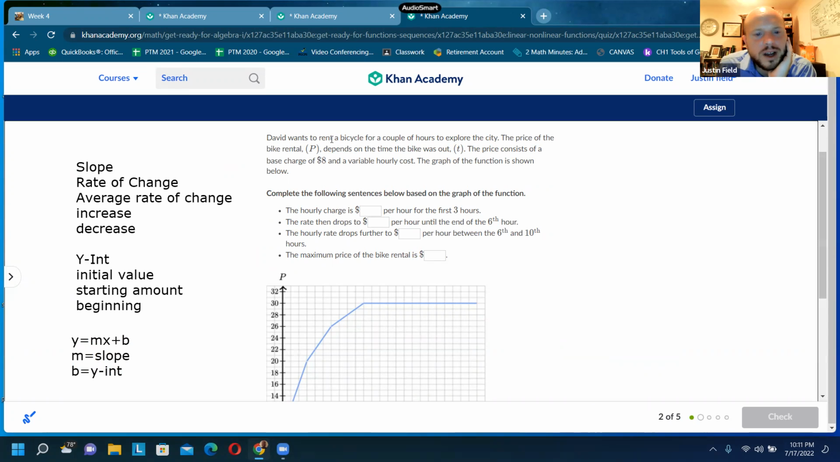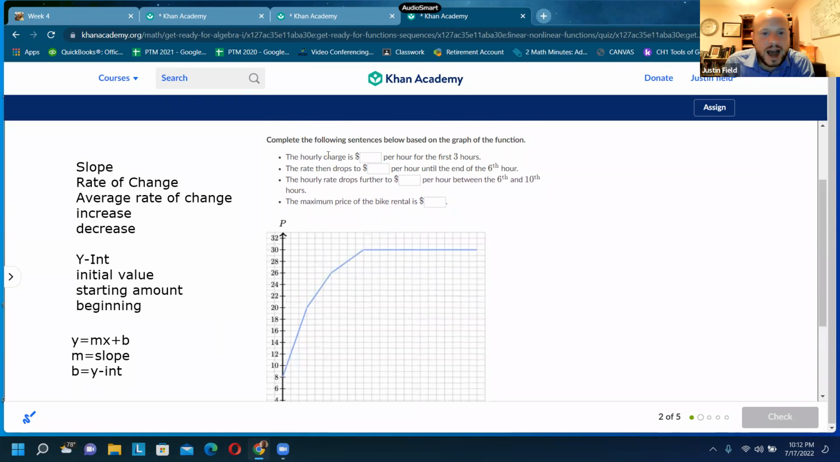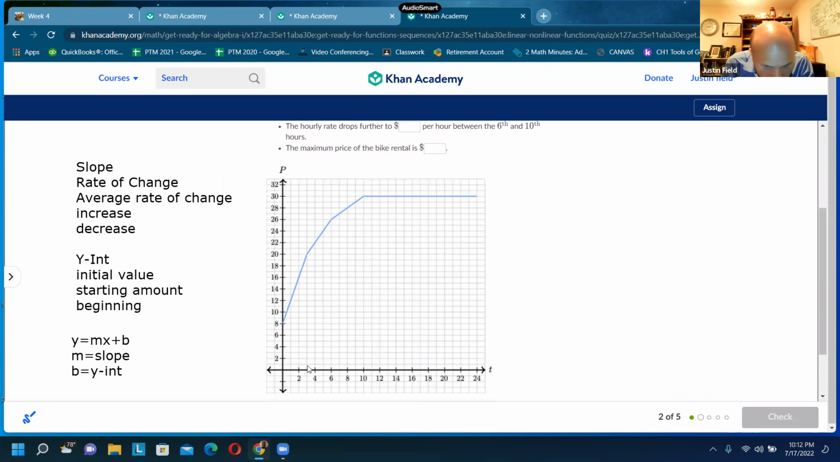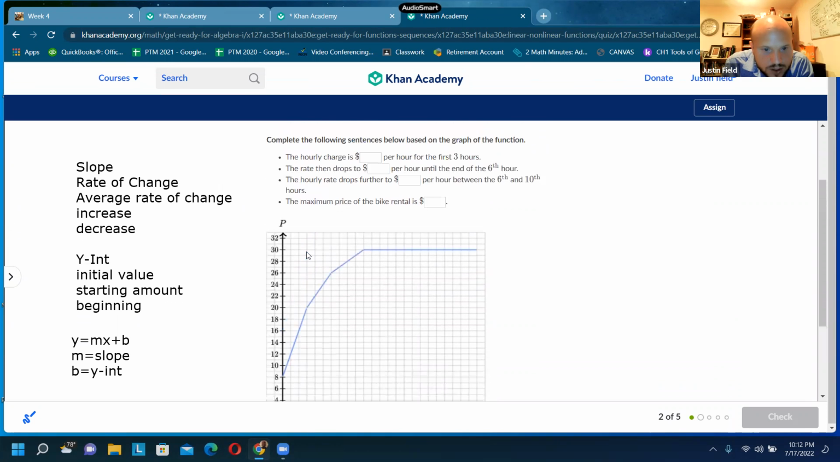David wants to rent a bicycle for a couple of hours to explore the city. The price of the bike rental, P, depends on the time the bike was out, T. The price consists of a base charge, the y-intercept, of $8 and a variable hourly cost, the slope. The graph of the function is shown below. Complete the equation. The hourly charge is blank for the first 3 hours. They want to know the hourly charge for the first 3 hours, and the total is $20.